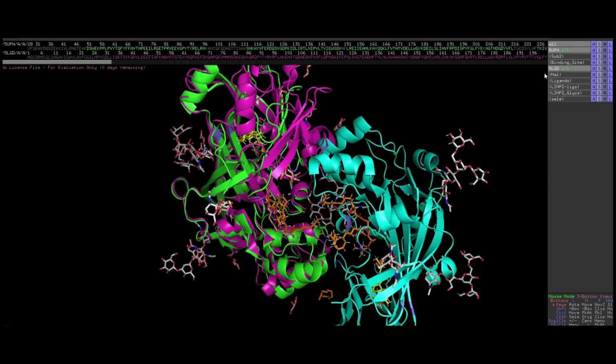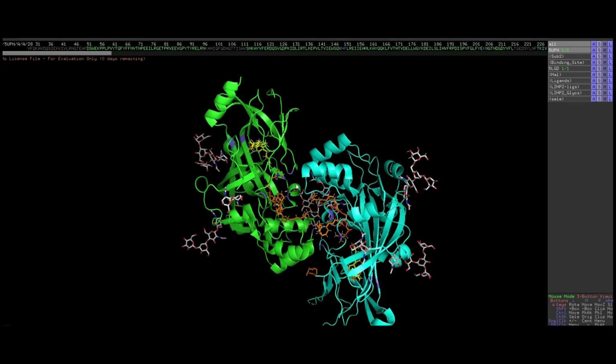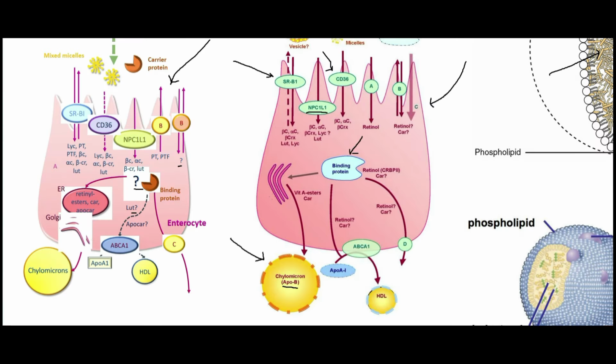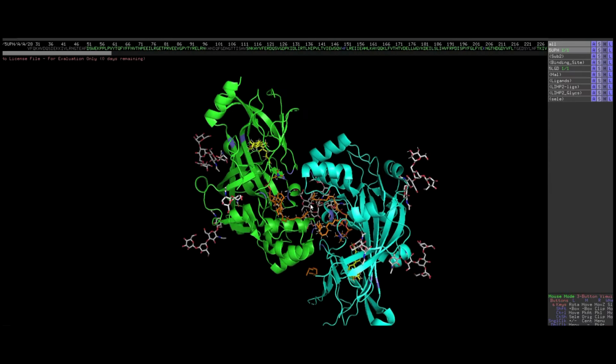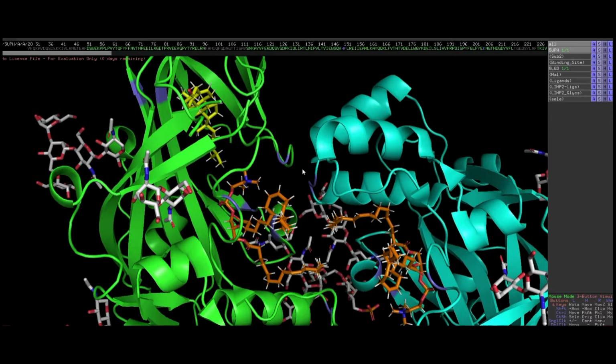So if we remove that, so this is actually a receptor called the LIMP2, which is a homolog of the SRB1. In fact, it's often called SRB2. And so what's different about it is that it's actually on the surfaces here of the endoplasmic reticulum and so forth, rather than on the apical membrane, but it functions pretty much exactly the same. And so what we can see here, in orange here is actually a phospholipid.